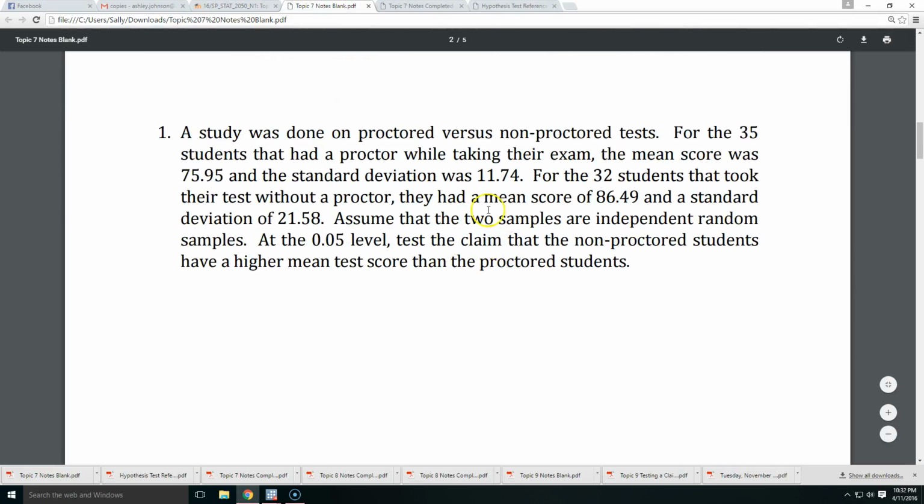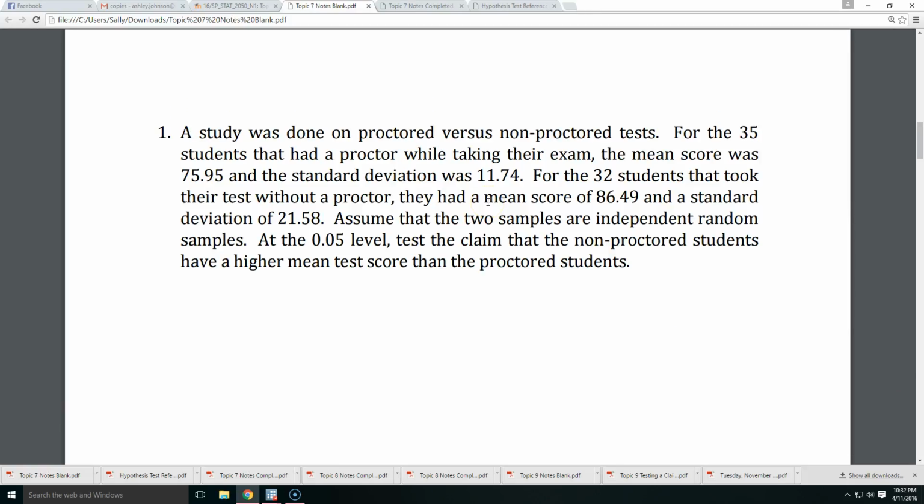So let's look at our first one. A study was done on proctored versus non-proctored exams. This is one of my few not real data questions in this whole unit, I think. But for the 35 students that had a proctor while taking their exam, the mean score was 75.95 and the standard deviation was 11.74. So this here is one of our populations, the students that had an exam that was proctored. Then they give us a second population information, which is that 32 students took their test without a proctor, and they had a mean score of 86.49 and a standard deviation of 21.58.